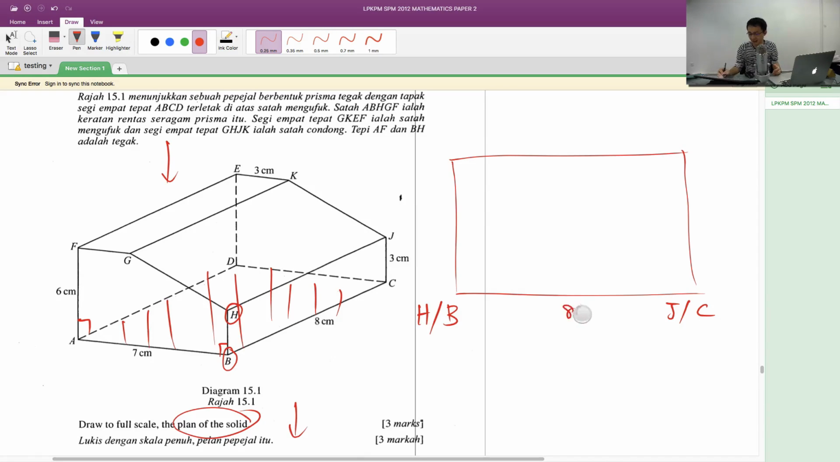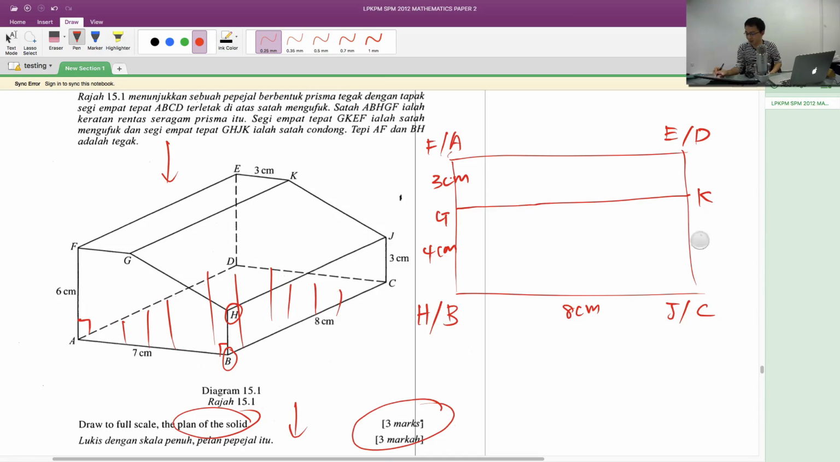And here will be 8 centimeters, definitely. Then for A here, you look at F first, then A. Same thing, this is E, then D. Then after 3 centimeters, you will have G and K. And then here is 4 centimeters. This one easily gets you 3 marks. Nothing very special. Just write 4 cm, 3 cm, and 8 cm.